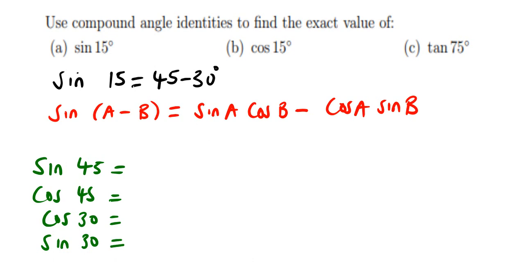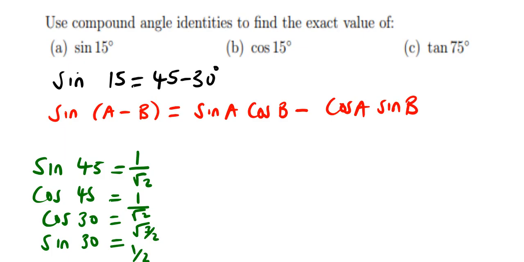So sine 45, you know that it's just the same as 1 over root 2. Cos 45, they are the same as well. It's 1 over root 2. Cos 30 is just root 3 over 2. Then sine 30 is just 1 over 2.